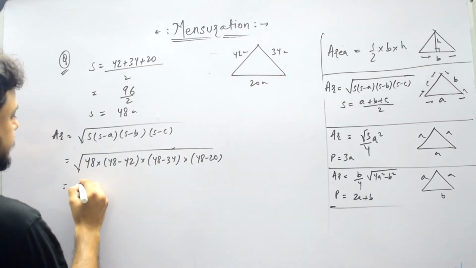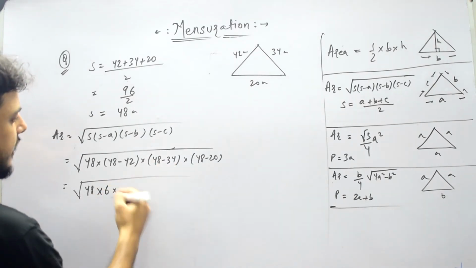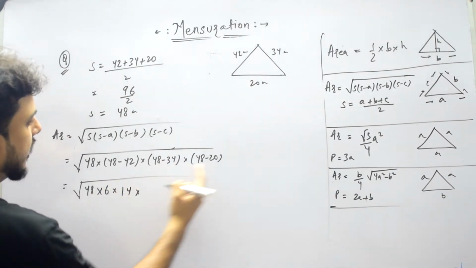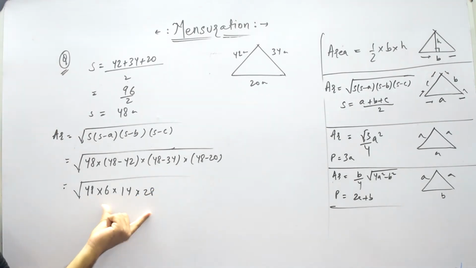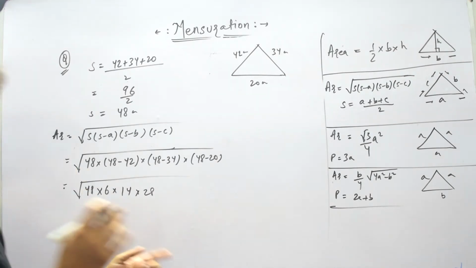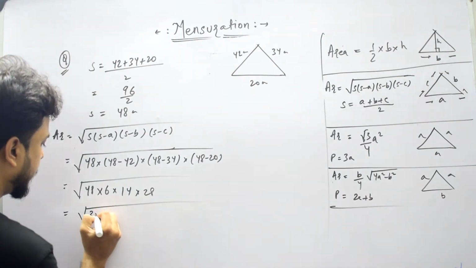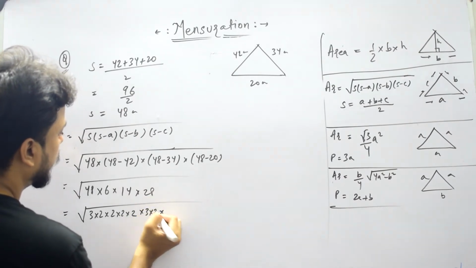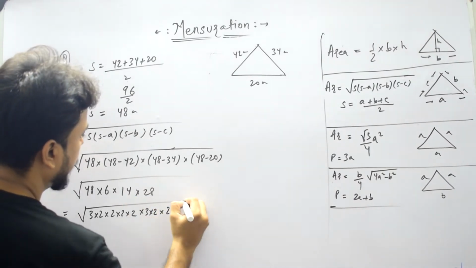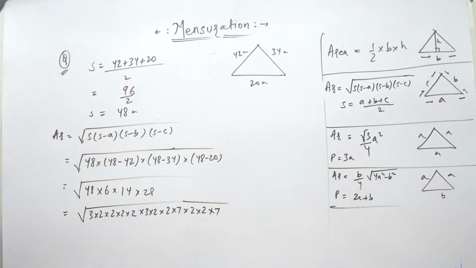Now this is 48 multiplied by 6, 14 and 28 after subtracting. You don't have to multiply all this, simply expand all this, make the pairs, and then take the root. So 48 is 6 into 8, so it is 3 into 2, and 8 is 2 into 2 into 2. 6 can be written as 3 into 2, 14 can be written as 2 into 7, and 28 is 7 into 4, so 2 into 2 into 7. Simply I will expand all this into prime numbers, and then I will make pairs of numbers.